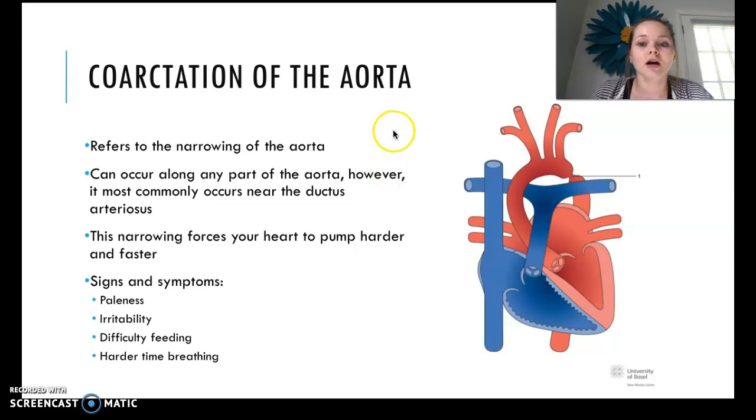Next is coarctation of the aorta. This refers to just the narrowing of the aorta, so you have an increased resistance that your heart is having to pump against. So it can occur along any part of the aorta, except it is most commonly seen near the ductus arteriosus. And this narrowing, like I said before, forces your heart to pump harder and faster. So again, some signs and symptoms, which a lot of them have a lot in common, is paleness, irritability, difficulty feeding, and a harder time breathing. And you can see here where this little line cuts into this right here where it narrows out. That is the coarctation.